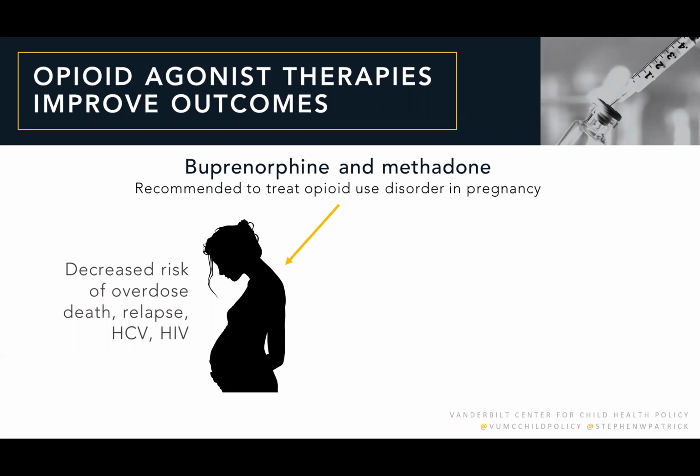We know that when pregnant women use methadone or buprenorphine, or they're prescribed it in pregnancy, it decreases the risk of overdose death, relapse, hepatitis C, and HIV. Now, you can imagine that if a pregnant woman is using heroin, for example, she's going through rapid cycles of intoxication and withdrawal, intoxication and withdrawal. That's stressful for her, and it's also stressful on the developing fetus, making it more likely that moms are going to go to preterm birth.